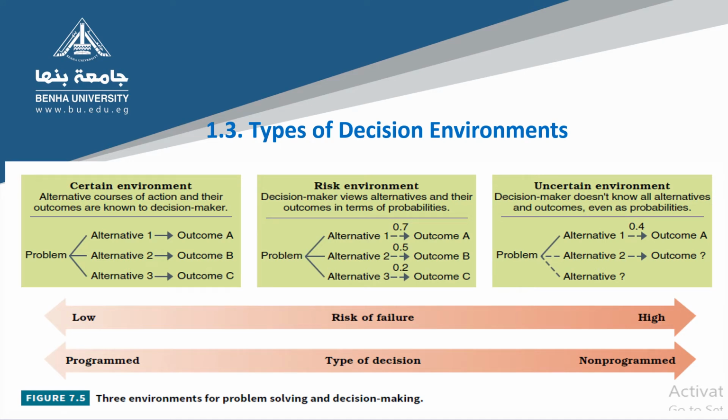Types of decision environments. First, certain environment. Alternative courses of action and their outcomes are known to the decision maker. So, we have low risk of failure and programmed decision. Second, risk environment. The decision maker views alternatives and their outcomes in terms of probabilities. Third, uncertain environment. The decision maker doesn't know all alternatives and outcomes, even as probabilities. So, we have high risk of failure and non-programmed decision.